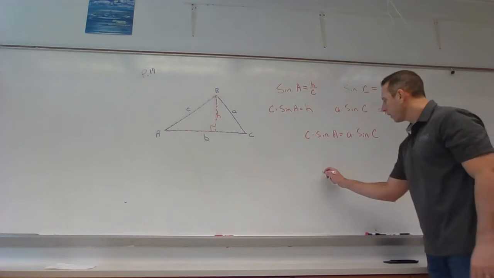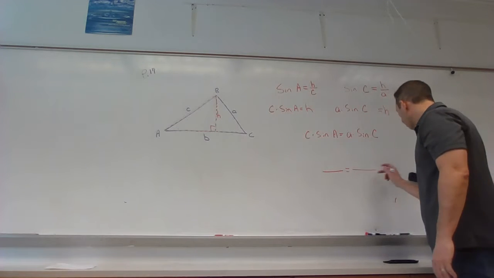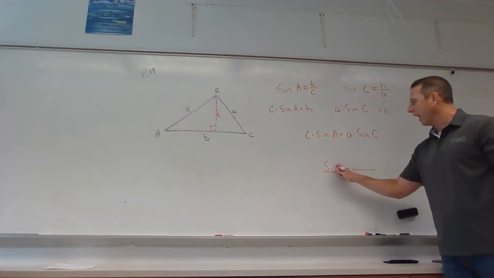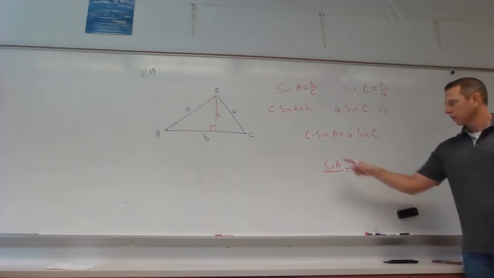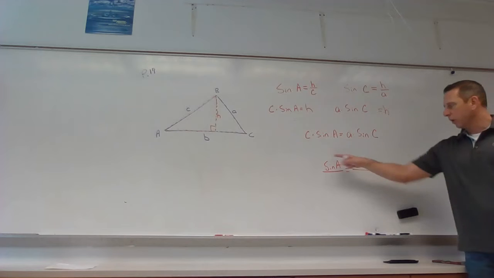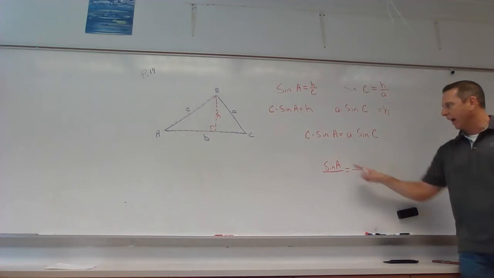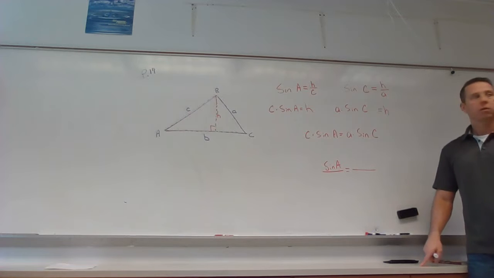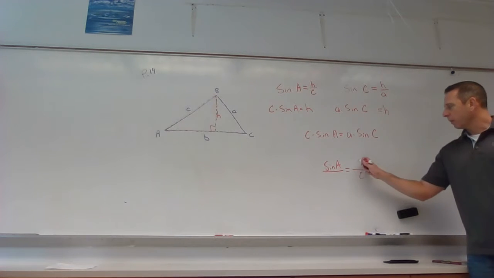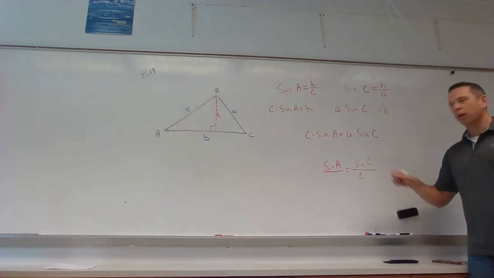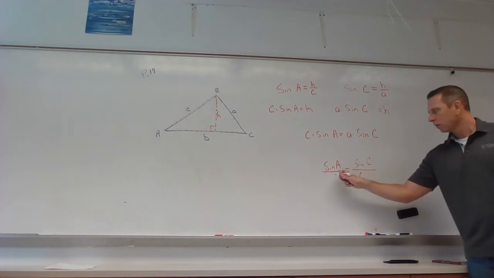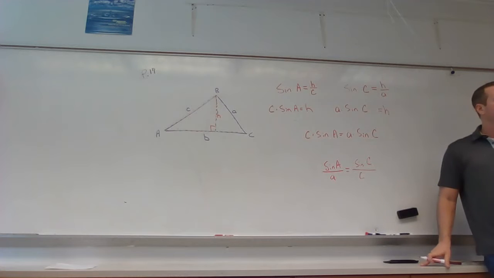Now, this all deals with proportions. Remember the similarity unit? If I put a sine A over here, and we're solving a proportion, what did I multiply sine A by to get this? C. And if I put a sine C over here, what did I multiply that by to get this? A.